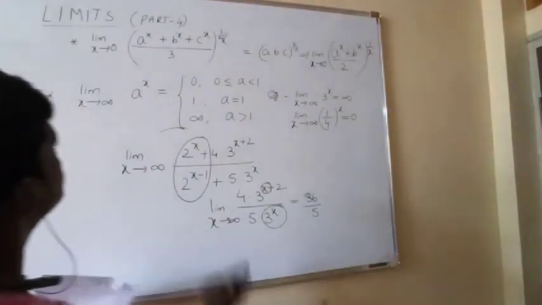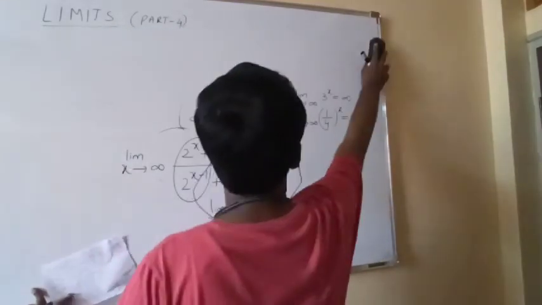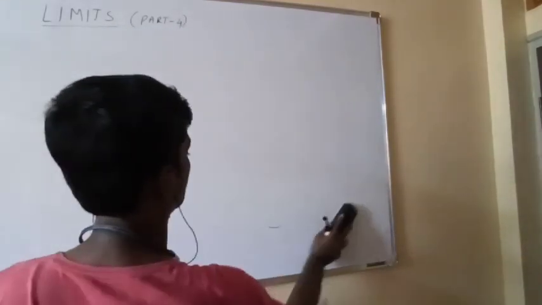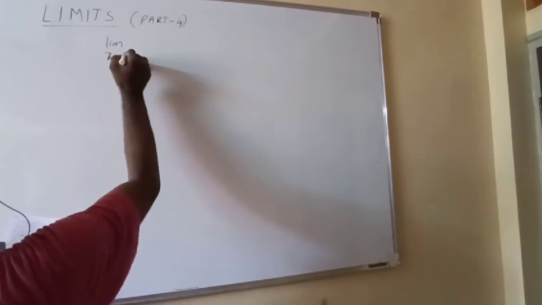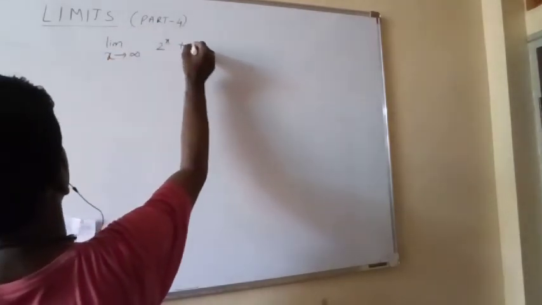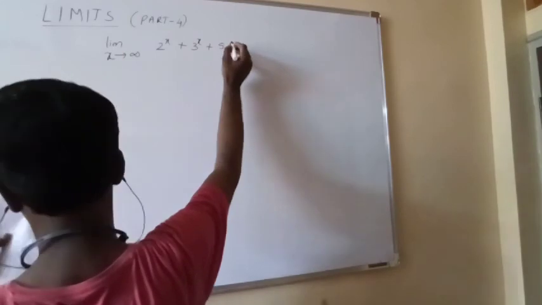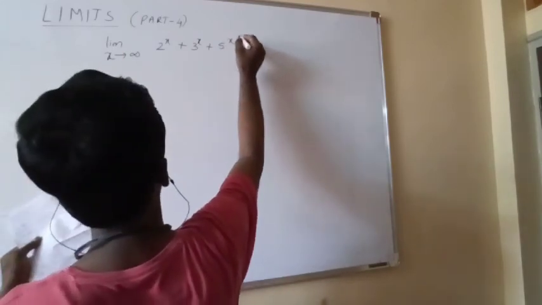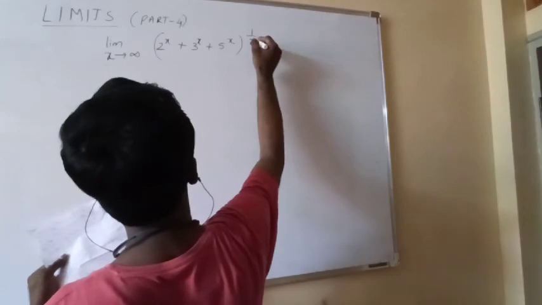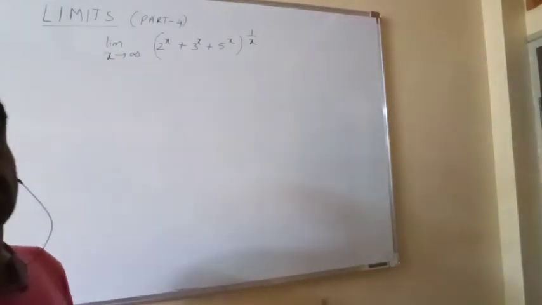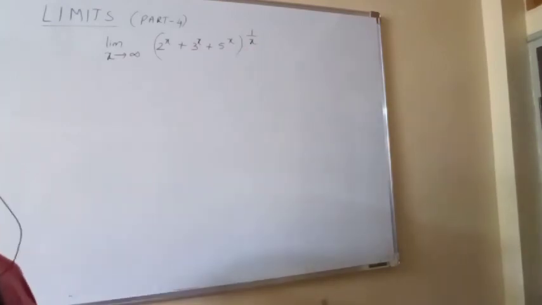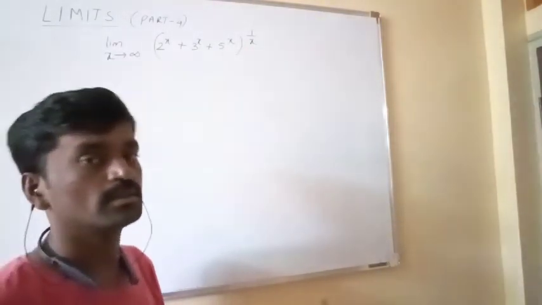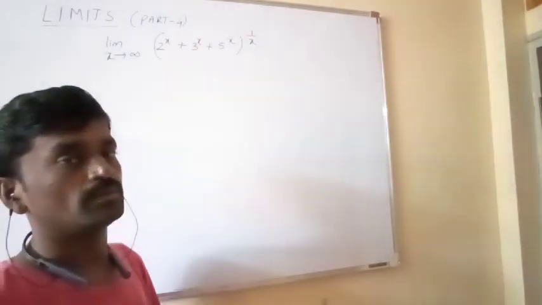Next problem. So limit x tends to infinity, 2 power x plus 3 power x plus 5 power x, whole power 1 by x. So if you apply the limit directly, 2 power infinity, infinity plus infinity, power 0. So infinity power 0, what is the method there?